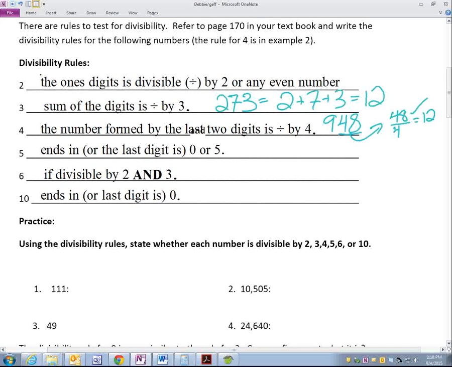This one's really tough. For 5, the last digit is a 0 or a 5. Then we have 6, if it's divisible by 2 and 3. So if it's even and the digits add up to a multiple of 3. For 10, it ends in a 0.